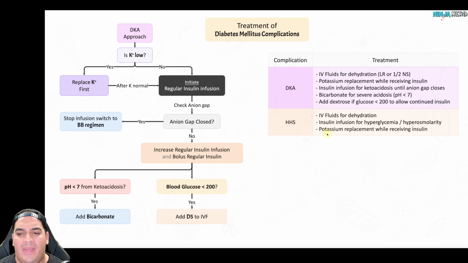And then again, make sure that you're giving them potassium, because as you give insulin, again, insulin will cause the shifting of potassium into the cells, which can worsen their hypokalemia. That's why you never start an insulin infusion if they are hypokalemic, because then they'll start becoming super tachycardic. The other thing that you want to manage for these patients is the more chronic complications, such as retinopathy.